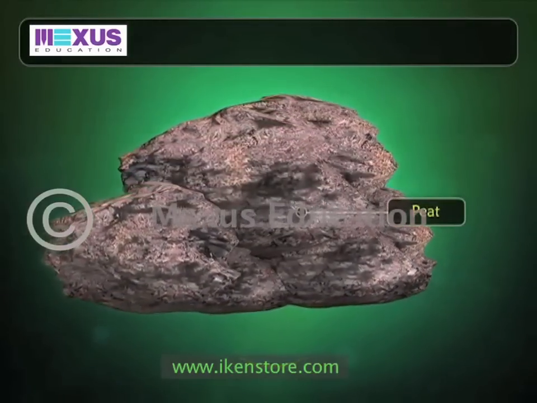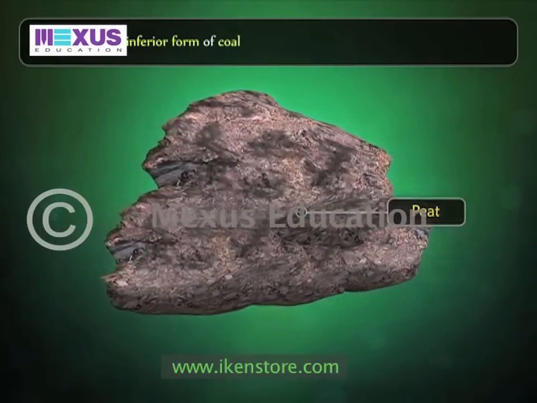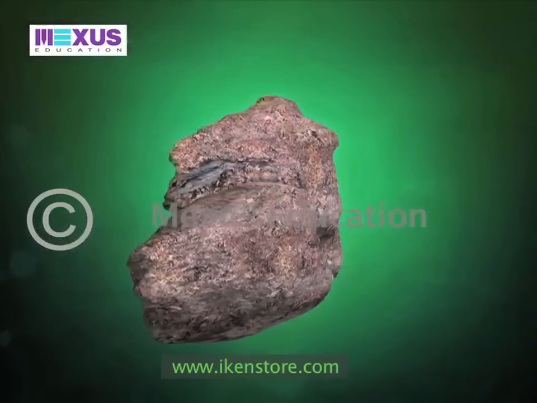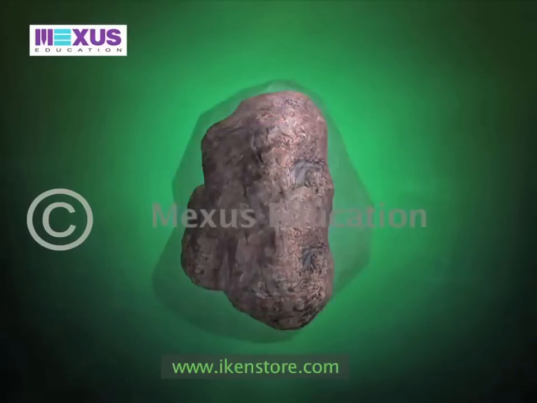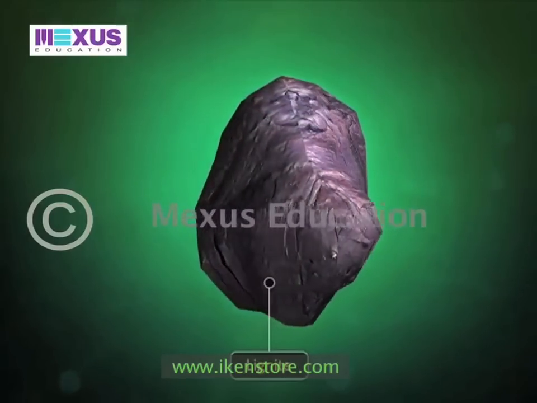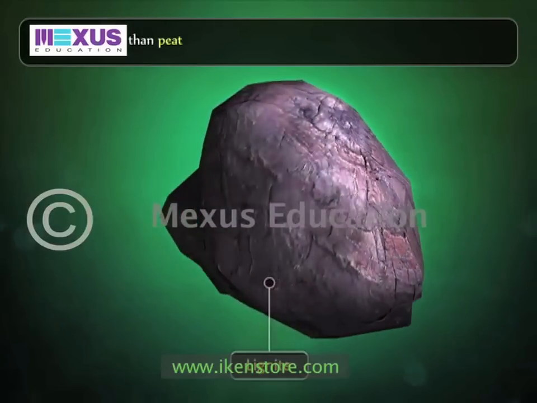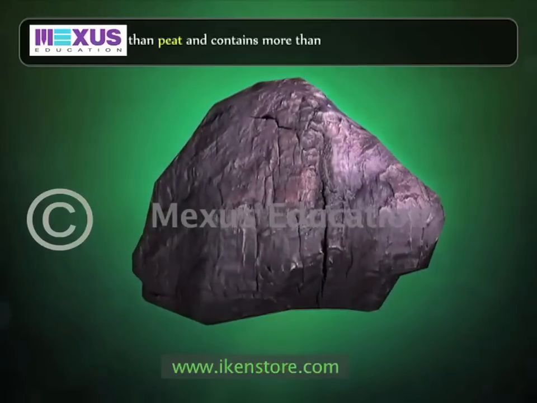Peat is the first stage in the formation of coal. It is light brown, contains 50 to 60% of carbon, and is the most inferior form of coal. Lignite is the second stage in the formation of coal. It is harder than peat and also brown in color. However, it contains more than 60% carbon.